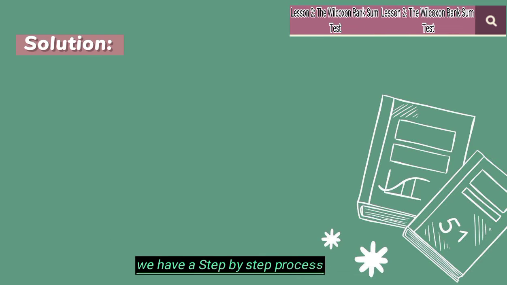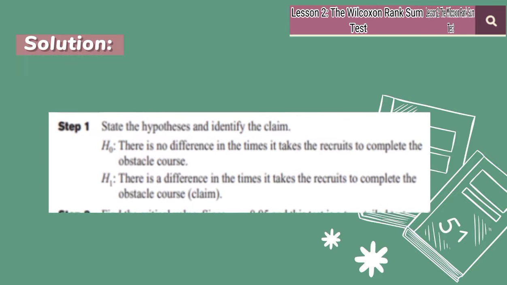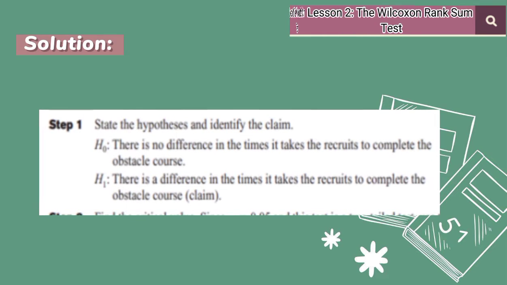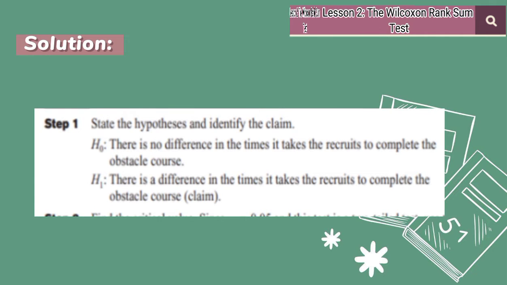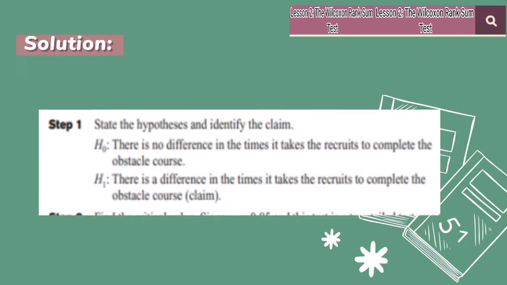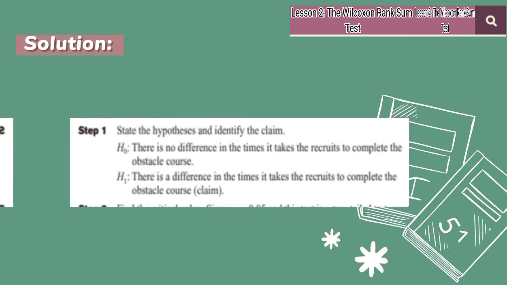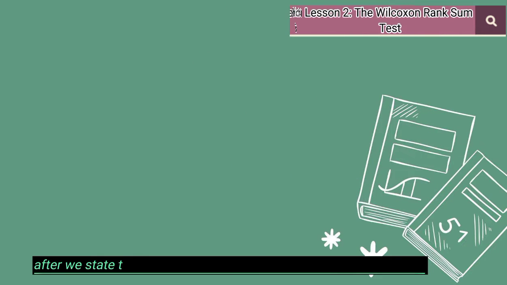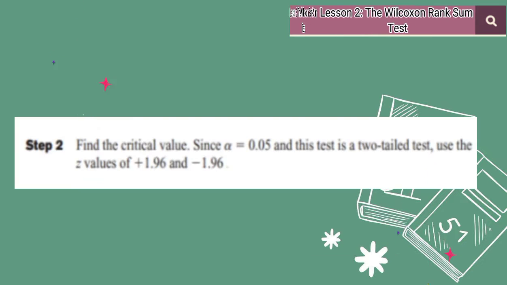Solution, we have a step-by-step process. Step 1. State the hypothesis and identify the claim. Null hypothesis. There is no difference in the times it takes the recruits to complete the obstacle course. Alternative hypothesis. There is a difference in the times it takes the recruits to complete the obstacle course, which is the claim.